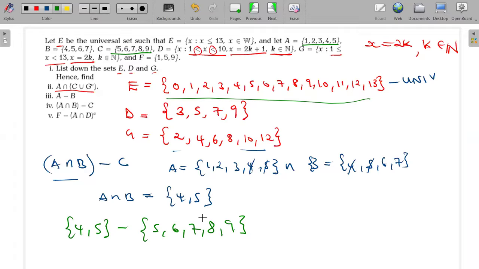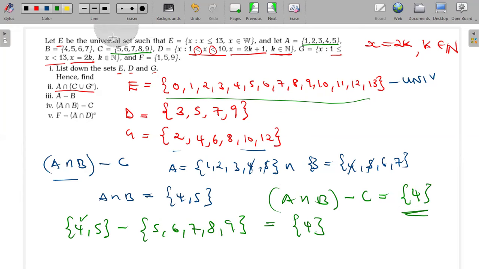In that set C. So elements that are in A intersect B, they're there, but they're not in what? They're not in C. So you look at that, you see there's only what? There's only 4. So then our answer is going to be 4. So A intersect B and then set difference of C gives us 4. These are the elements that are sitting in A intersect B, but they are not in C. So that's what this means.